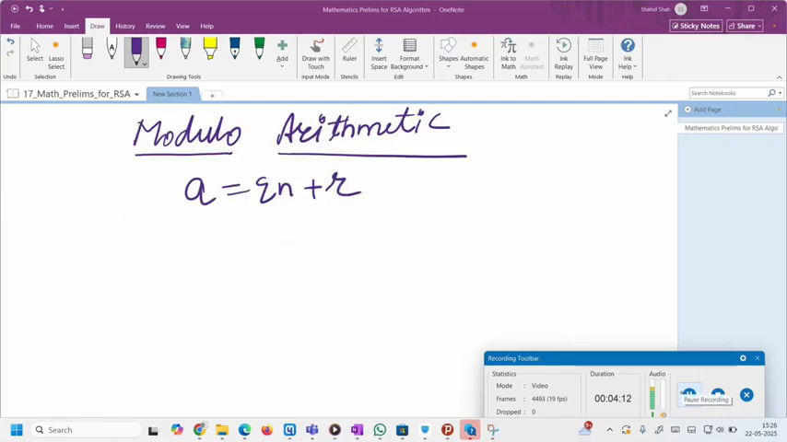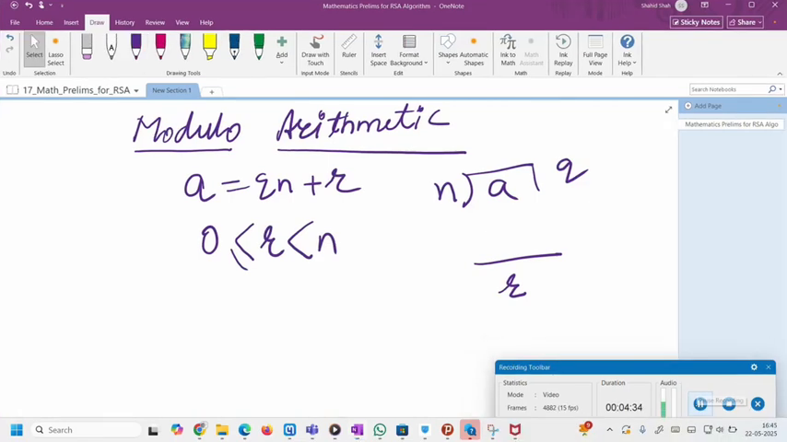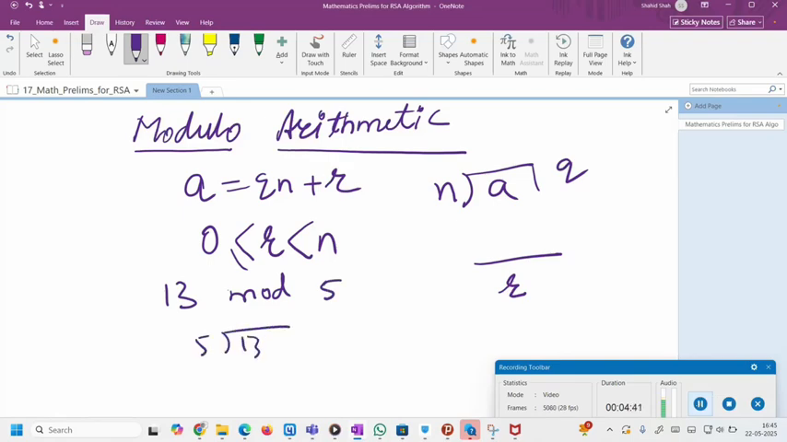Any number a can be written as qn plus r. Basically, if you divide this a by number n, what remains at the end, the remainder, is r and the quotient is q. This is a very simple relation. Of course, the remainder can never be greater than n. For example, 13 modulo 5. You divide 13 by 5, so the remainder is 3. So 13 modulo 5 is 3.